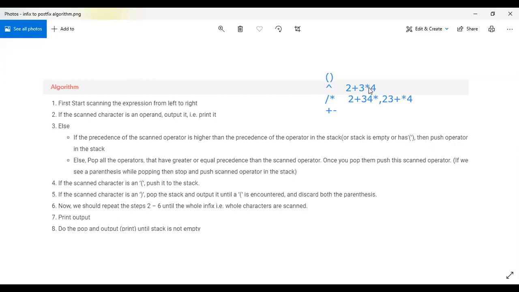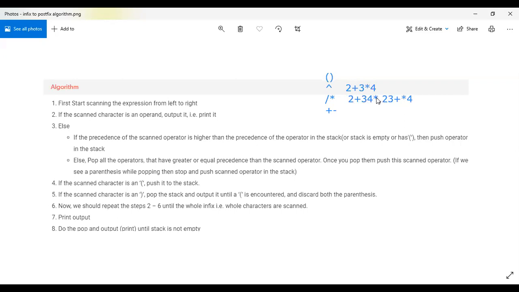See, which is having more preference, star or plus? Star is having more preference. So I will go with the first option: if the precedence of the scanned operator is higher than the precedence of the operator in the stack. Already plus is there in the stack, but star is the operator that was scanned now. The precedence of star is greater than plus, so I will just push it onto the stack.